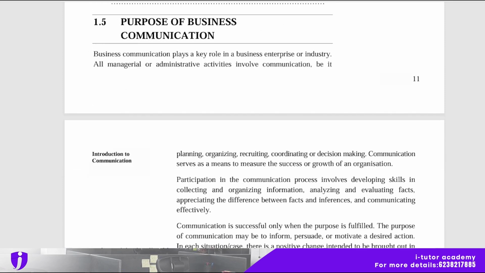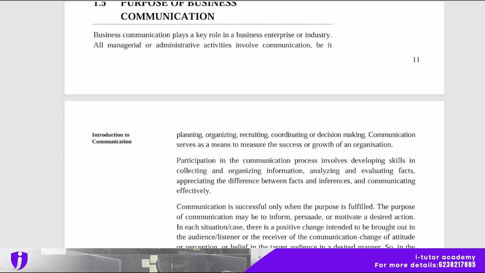Next section is the purpose of business communication. What are the purposes of business communication? Business communication plays a key role in business enterprises or industry. All managerial or administrative activities involve communication, be it planning or organizing, recruiting, coordinating, or decision making. Communication serves as a means to measure the success or growth of an organization. Participation in the communication process involves developing skills in collecting and organizing information, analyzing and evaluating facts, appreciating the difference between facts and inference, and communicating effectively.